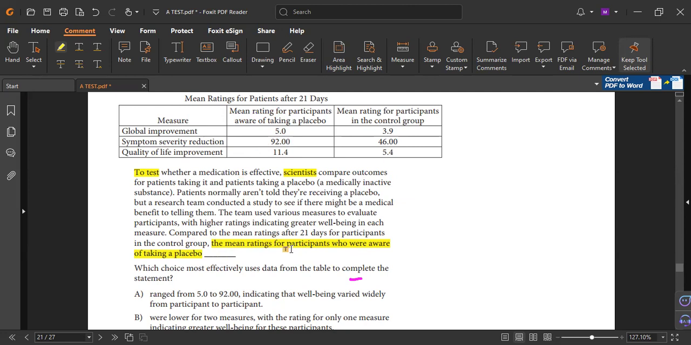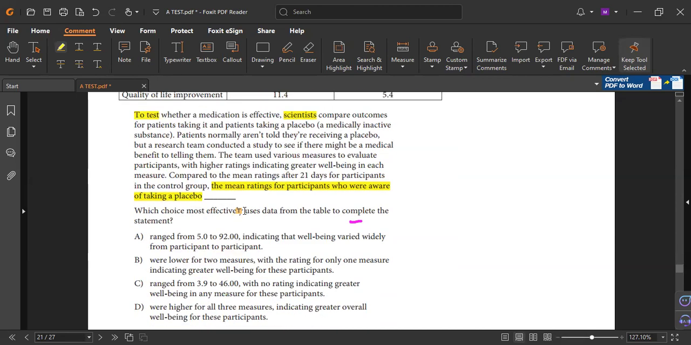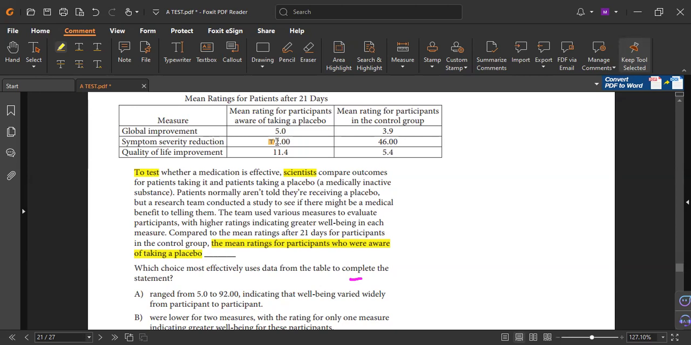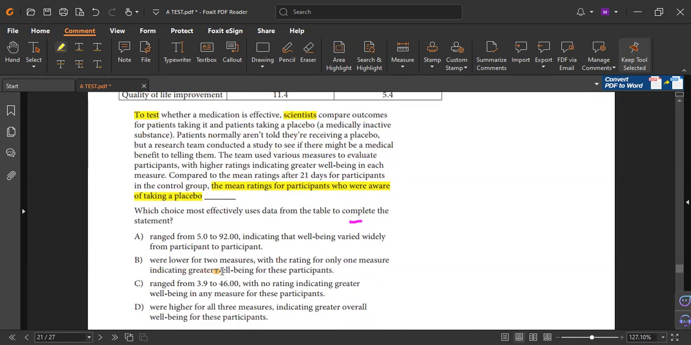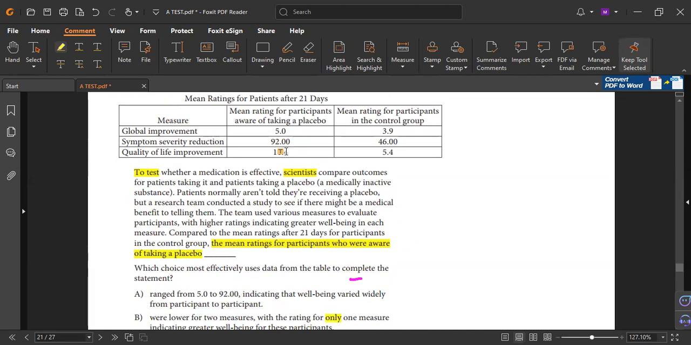As he mentioned, who were of taking place. Now we need to find the definition. So it ranges from 5.2 to 9.2, indicating well-being varied widely from participant to participant. Does it cover everything here? No. Now we're lower for two measures, with rating for only one measure, well-being. Or what's going on?